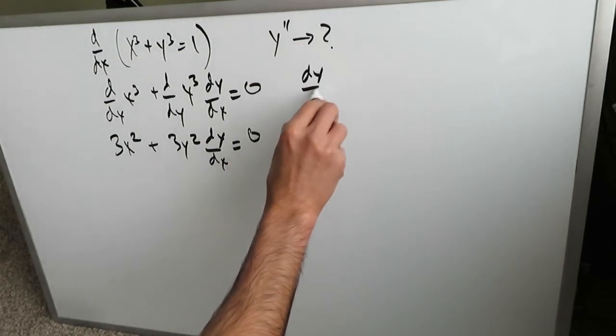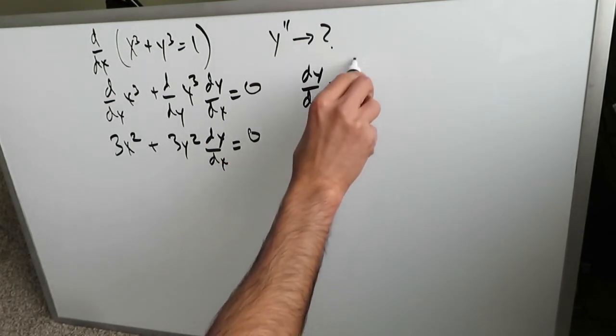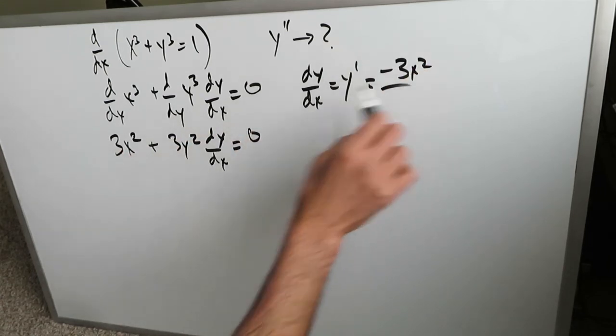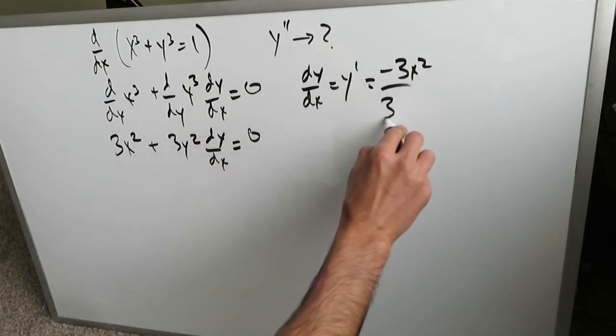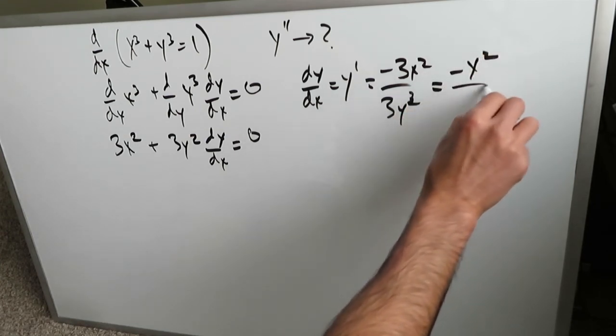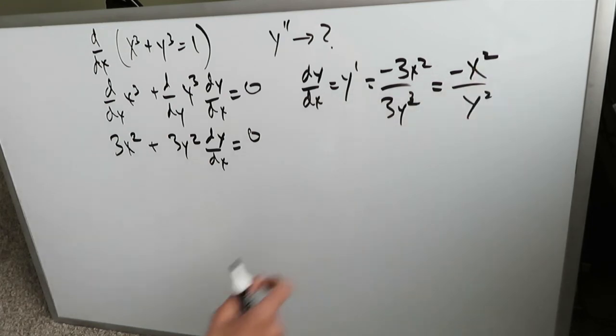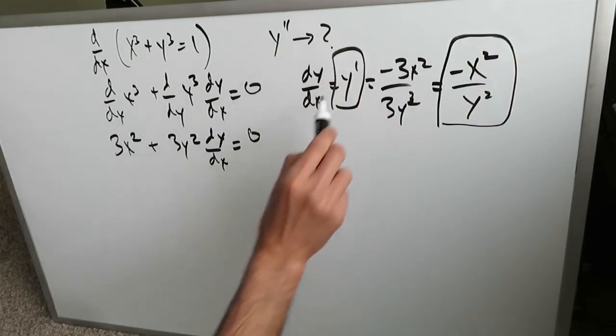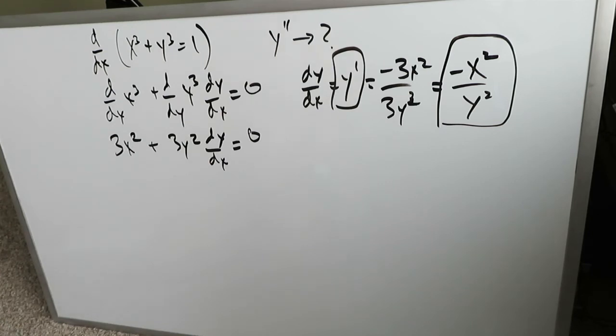So dy dx, which is your first order derivative, is going to be minus 3x squared. You take the 3x squared to the other side and divide by 3y squared, and the 3's cancel out. What do you get? Minus x squared over y squared. That's your first order derivative. This first order derivative must be remembered for the part which will proceed, because we're going to be doing some substitution at the very end.